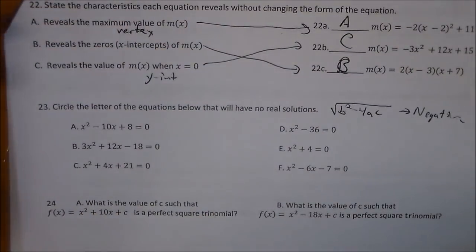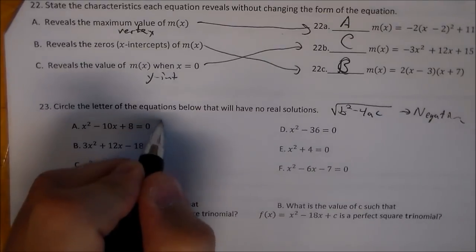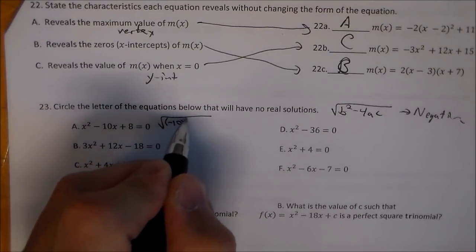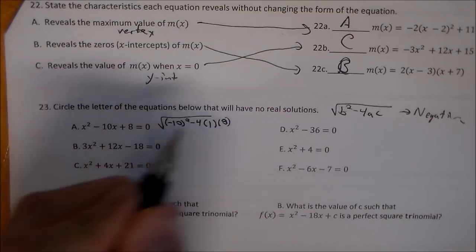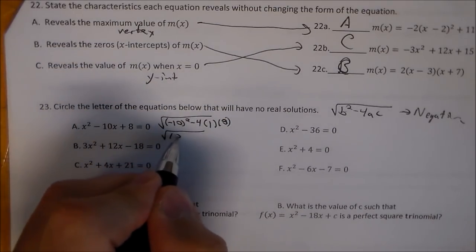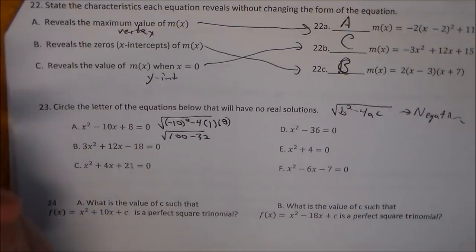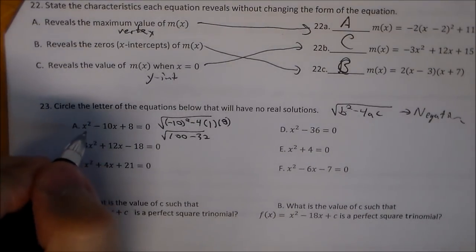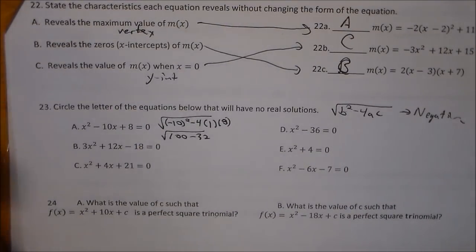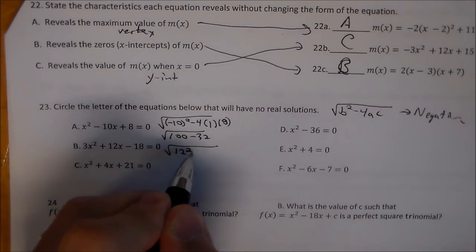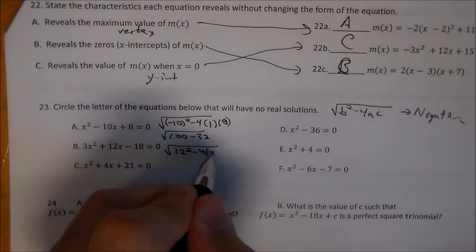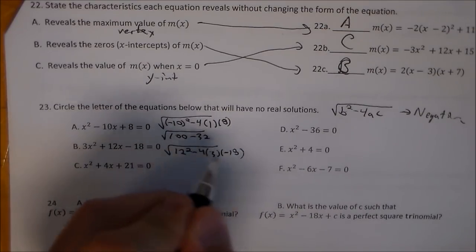So let's try that out and see what we get. For this first one, we get negative 10 squared minus 4 times 1 times 8. That's going to be 100 minus 32, which is going to be positive, so that one has real solutions. That doesn't count. Next one, we're going to go 12 squared minus 4 times 3 times negative 18.